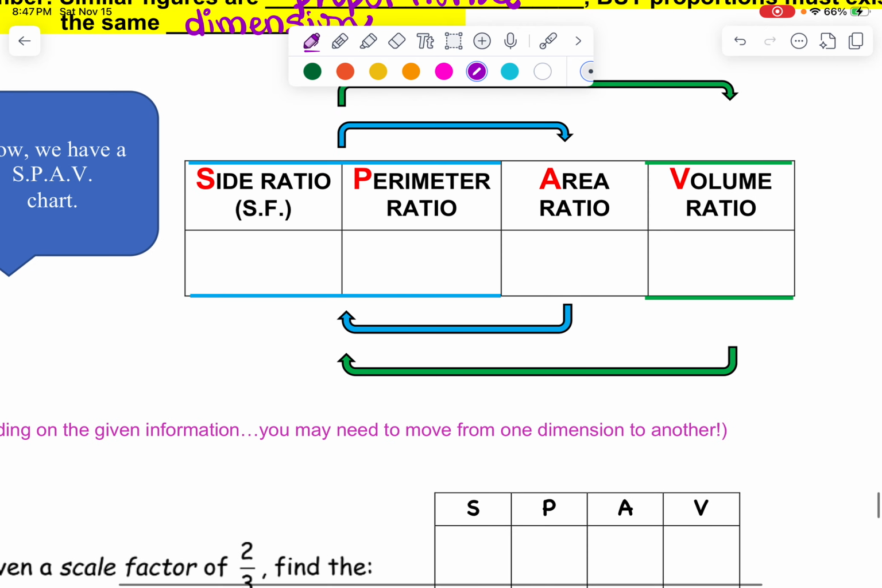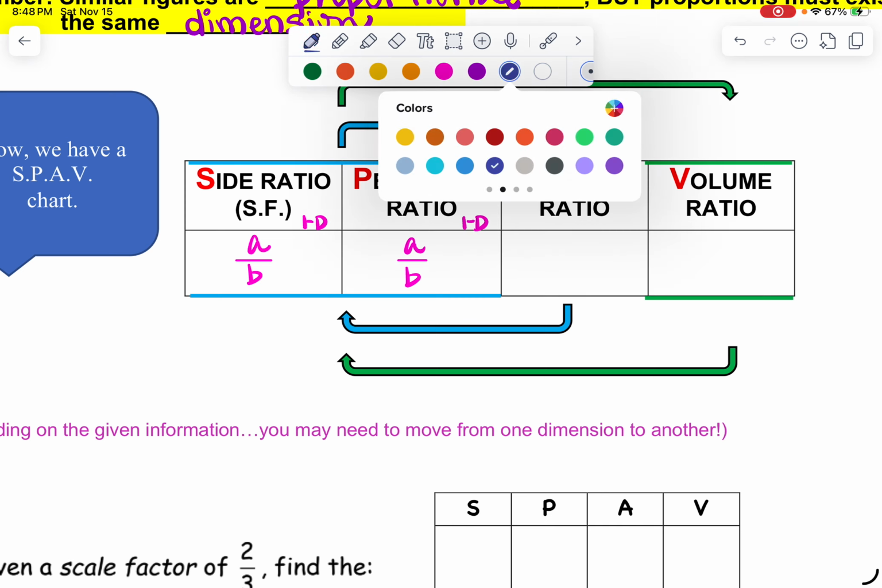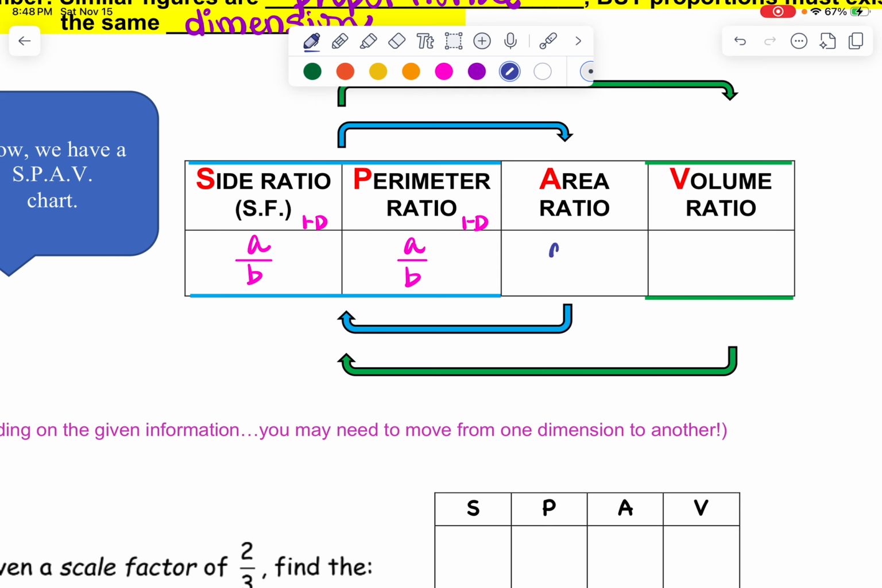All right, so really quick, let's talk about our SPAV chart. I'm going to be basically rewriting what we did in the last unit, so I'm just going to use a general A over B ratio. Remember, the perimeter ratio is always the same as the side ratio, because sides and perimeter calculations are all one-dimensional calculations. Then we have our area ratio, which remember we learned that we square when we go up a dimension. So when we're in 2D, everybody has to get squared.